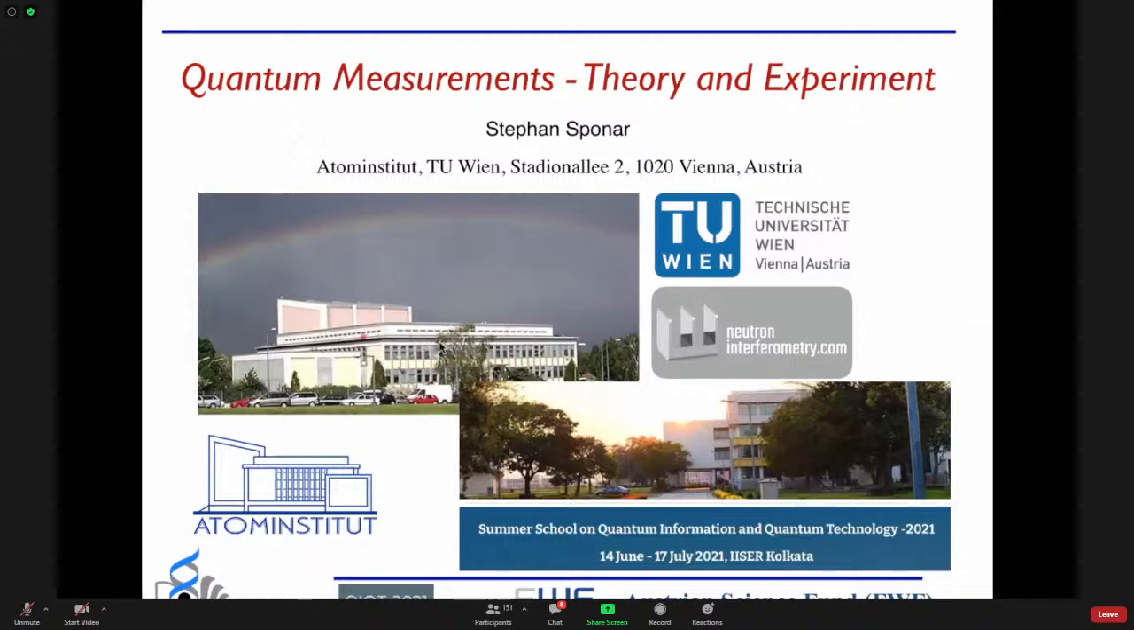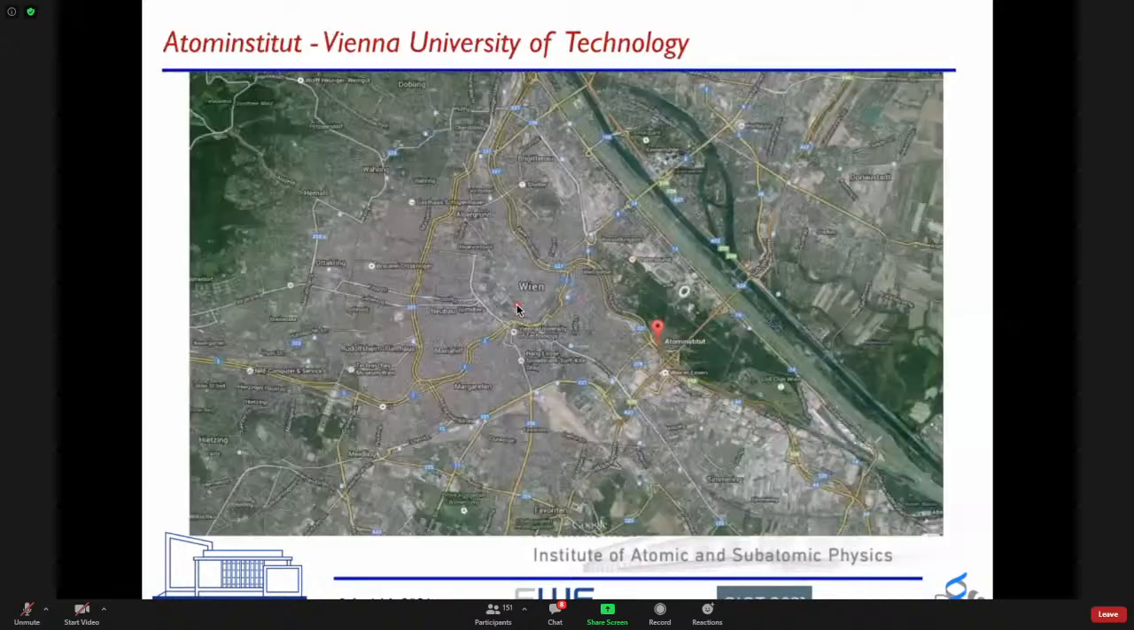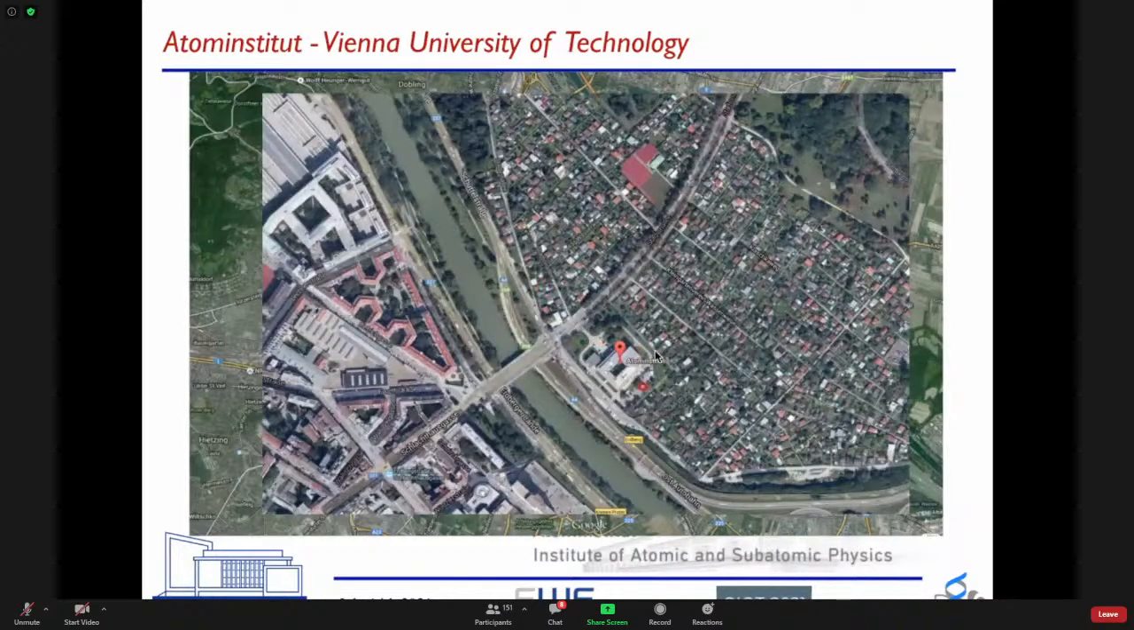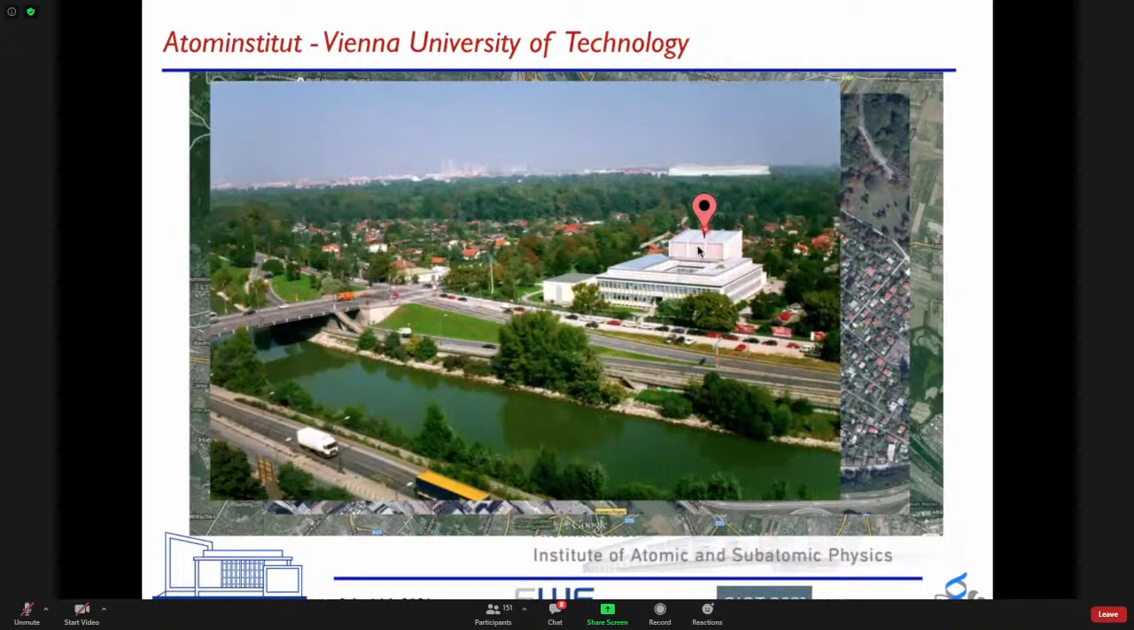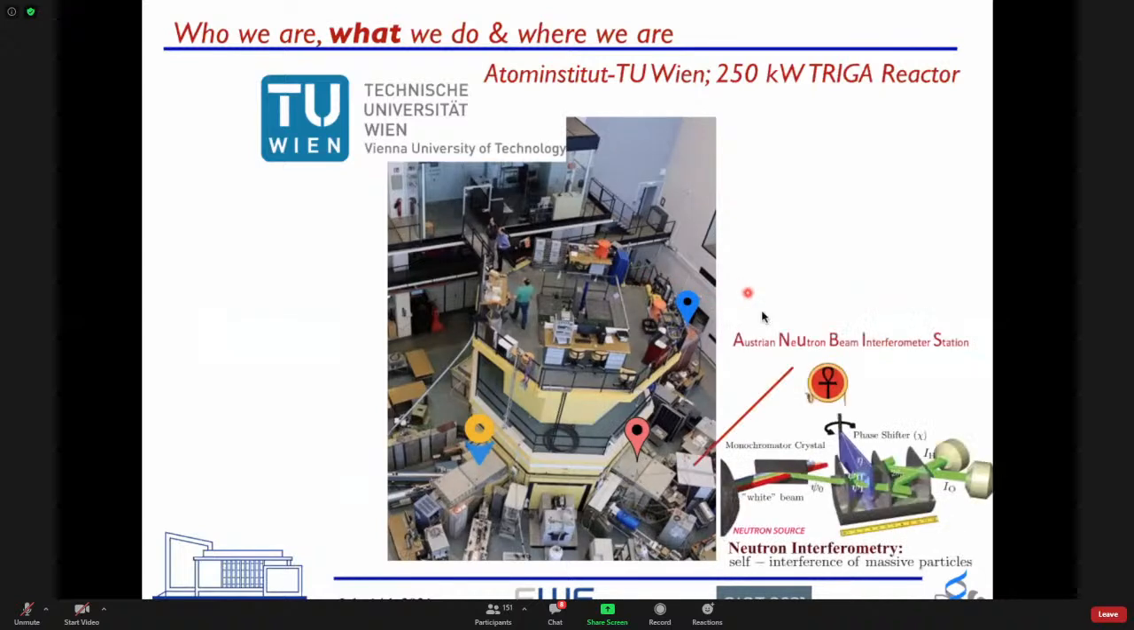So what you see here is our institute. It is located in Austria at the very center of Europe. It is close to the inner city. And here you see our building. And inside this building, we have a reactor hall. As you can see here, we have a 250 kilowatt TRIGA reactor. It's a research reactor, and this reactor is our neutron source. And as you see here, we have 3 dedicated beam ports where we do our neutron optical experiments.